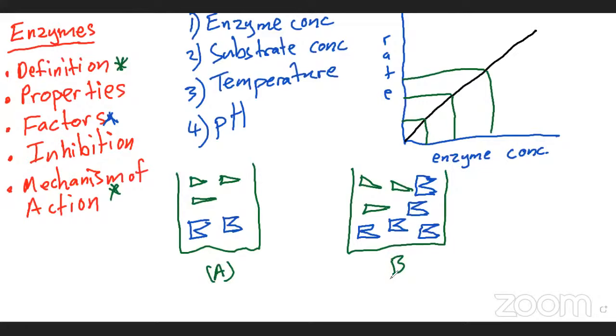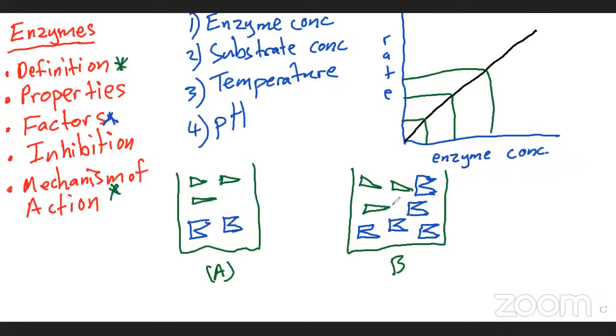All right, so everyone is saying B, right? That is correct. So if more collisions are occurring in B, which container will have the faster rate? A or B, which one will have a faster rate? B, exactly.